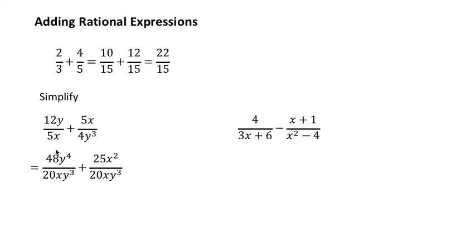So on the top here, we've got it times by 4y cubed. And over here, we've got it times by 5x. Yep, that's it, 5x. So there's our new expression. And then we've got a common denominator, so let's write it as one fraction. That's it.